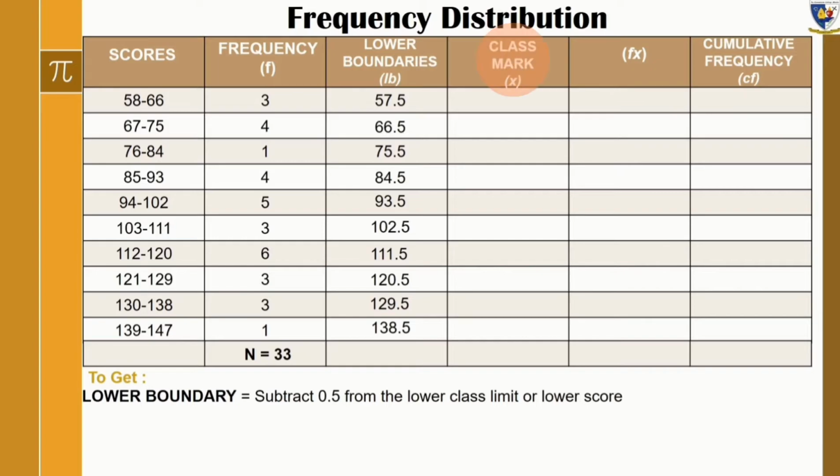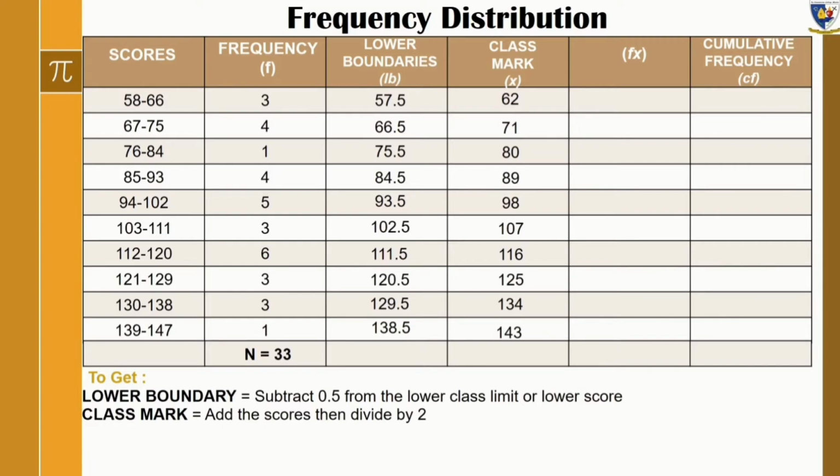Now let's proceed to the class mark or x. It is the midpoint of the classes, and we get that by adding the lower and upper score, then dividing the sum by 2. So this is our scores. 58 plus 66 is equal to 124. 124 divided by 2 is 62. Next, 67 plus 75 is equal to 142, and divided by 2 is equal to 71. And we're just going to repeat the process for the rest of the classes.